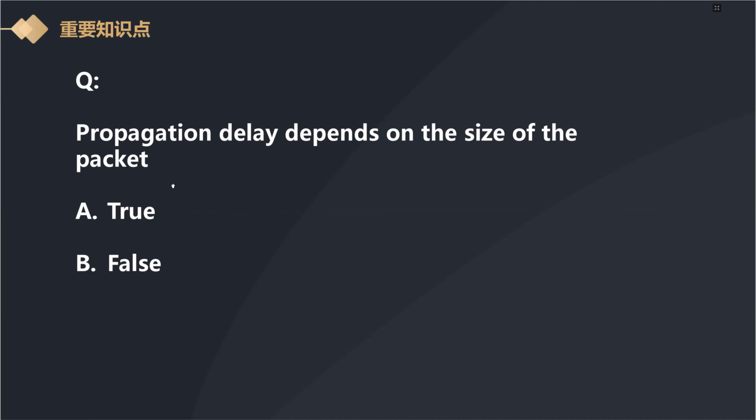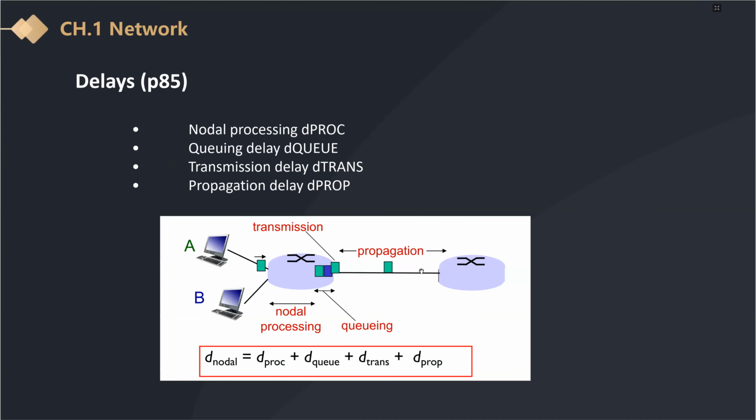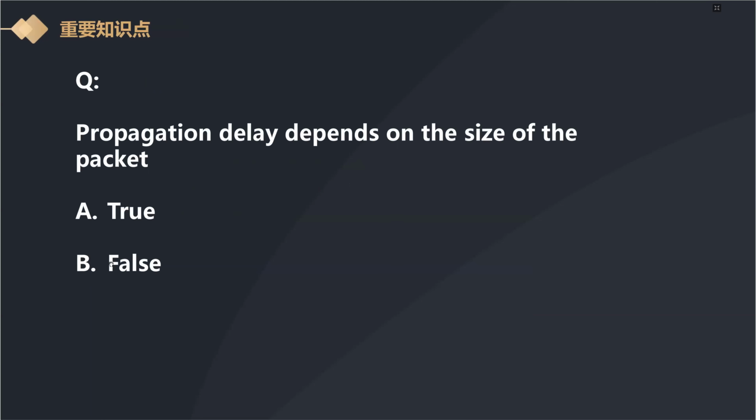Okay. Is it true or not? Propagation delay depends on the size of the packet. So this one is the propagation delay. Does this one depend on the size? I think this one is the question on lab 1, isn't it? Yes, the answer is false because the propagation delay only depends on the physical distance and the speed of light.